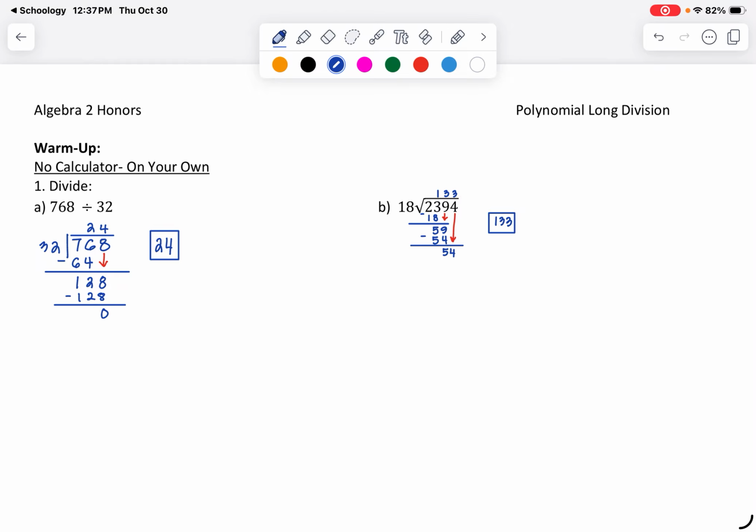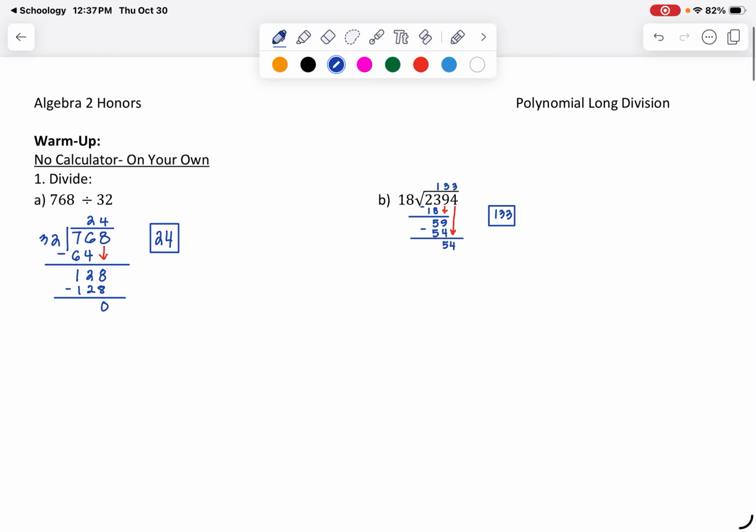If you forgot how to do long division, go to YouTube and type in long division, and they will show you how to do it. It is quite simple, okay? But you do need to know how to do long division to do polynomial long division, but if you watch a quick video on it, you should be fine.